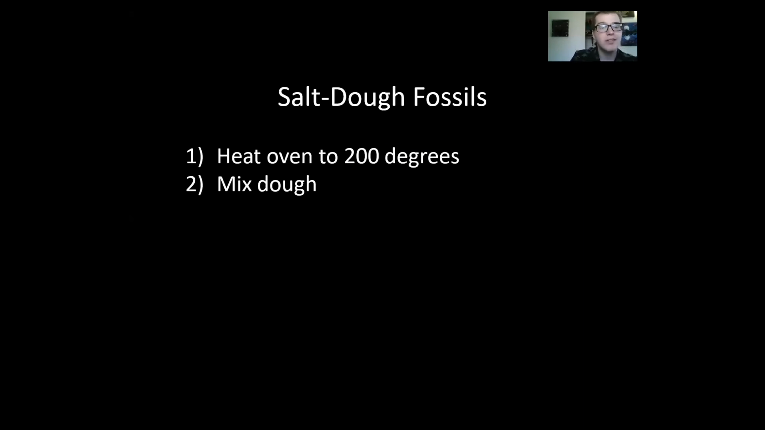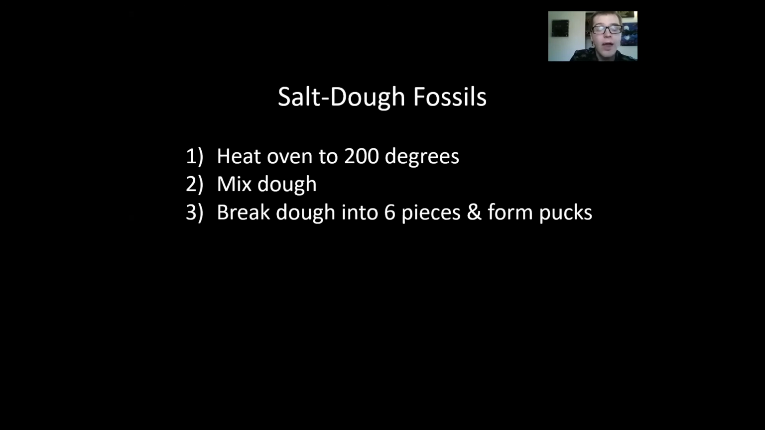After that, you just mix the dough together. This is a great step to get kids involved in. You mix the 3 ingredients together until it forms a dough. And then after you've made your dough, you're going to break it into 6 small pieces and form kind of pucks out of them, the same way that I made a puck for this stegosaurus. You can see just kind of a circular shape of a sugar cookie.